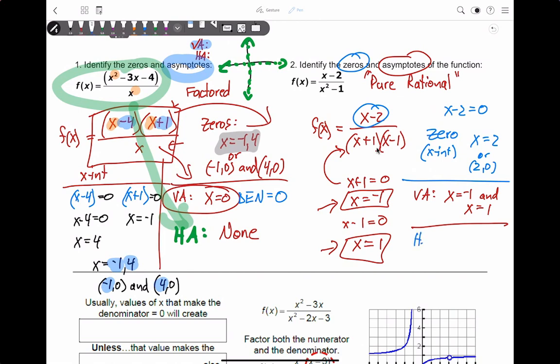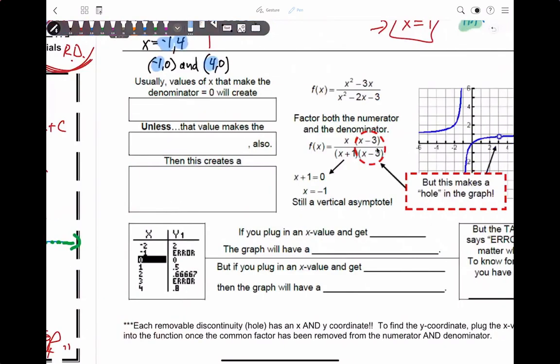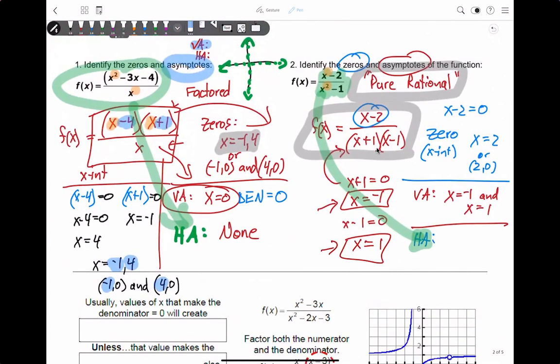Okay, so now let's look at the last piece, the horizontal asymptote. Now remember, the horizontal asymptote is not going to be from this pure rational factored out form. The horizontal will go back to the original one, and it's going to focus on what's the biggest power of x in the numerator and the biggest power of x in the denominator. Okay, and we see the denominator is bigger. So when we come back here, bigger on bottom, it's going to be y is equal to 0. So over here, because it's bigger on bottom, we're going to put y is equal to 0 as our horizontal asymptote.